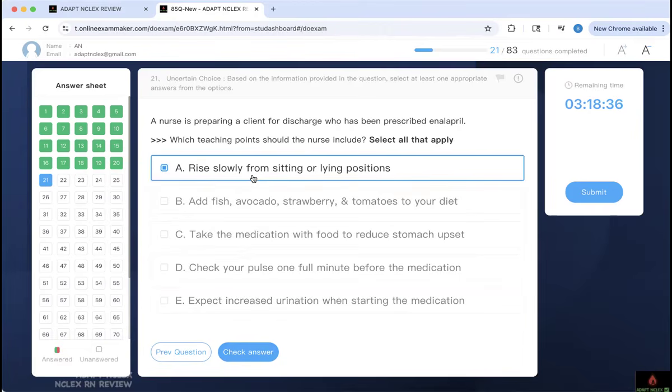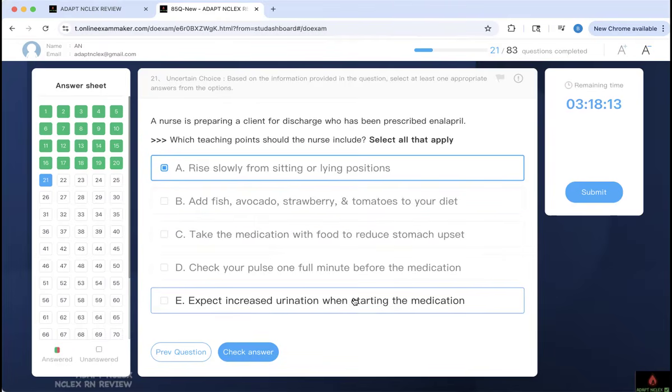You didn't have to rise slowly from a sitting position, right? Why do they add fish, avocado, strawberry, and tomato to your diet? This will increase your potassium. ACE inhibitor will increase your potassium. Avoid that. Take the medication with food to reduce stomach upset. You don't have to, you can take it with food or without food. It's not a teaching.